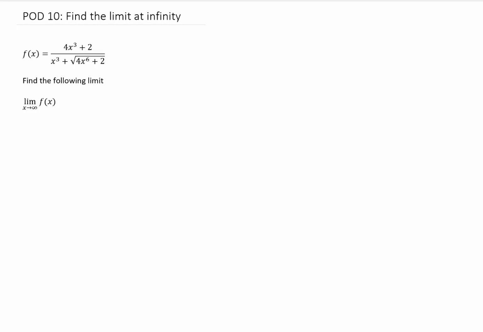Okay, for today's Calculus 1 problem of the day, we're going to find the limit as x goes to infinity of this ugly looking function up here. Now, as always, if we're trying to find a limit, the first thing we might want to do is plug x equals infinity into this function.